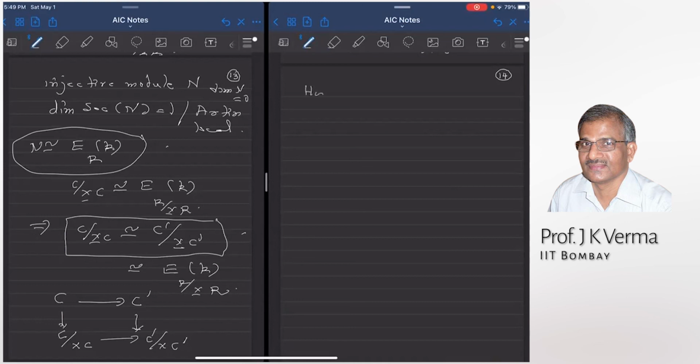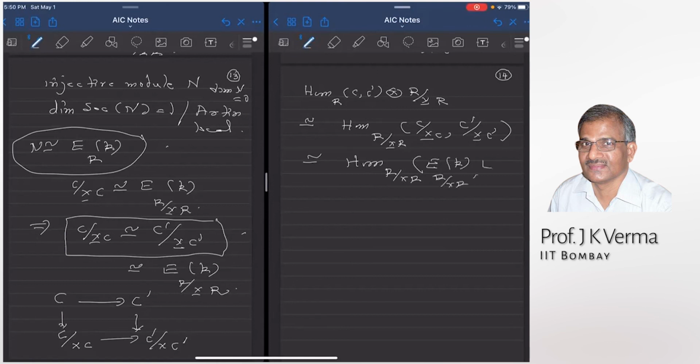Okay, and so therefore, by the calculation we did earlier, Hom of C, C prime tensored with R mod XR is isomorphic to Hom over R mod XR of C mod XC, C prime mod XC prime. And this is isomorphic to Hom over R mod XR of the injective hull of R mod XR, with itself. But Matlis duality says that Hom of E, E over an Artin local ring is R itself. So this is isomorphic to R mod XR.